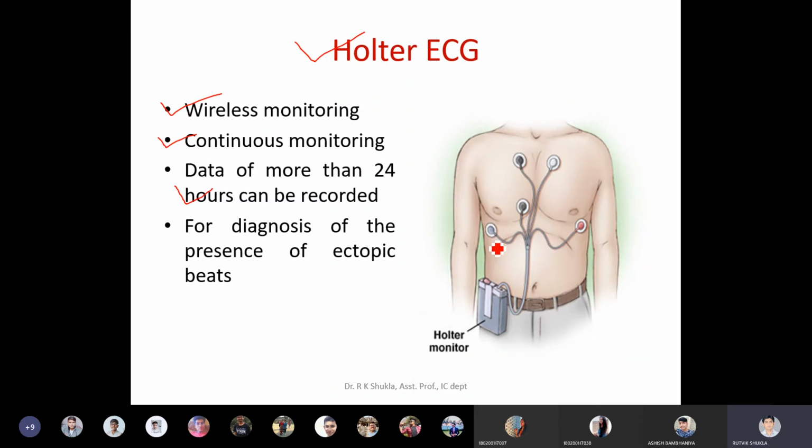So in this, the electrodes are connected to the patient's chest and there is a machine which is like a pocket machine. It is put in the pocket or attached with a belt. Then the patient is free to move here and there. This particular monitor records the data of 24 hours. This is quite old; nowadays it can record data up to a week, 10 days, or a month.